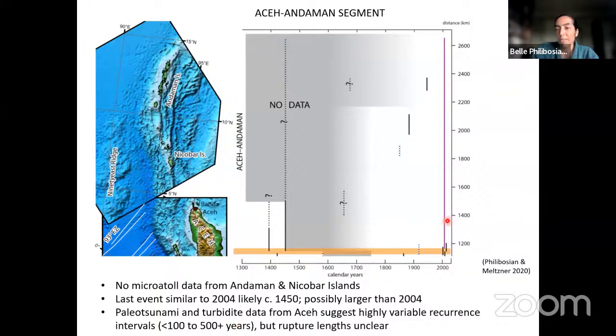In terms of how often events like that occur, we do have longer records going back many thousands of years from paleo-tsunami and turbidite data, which suggest pretty variable recurrence intervals, sometimes less than 100, sometimes more than 500 years. But all of that data is from the Aceh area. So we really don't know how long each of those ruptures were, whether they were really extensive like 2004 or whether they could have been shorter.